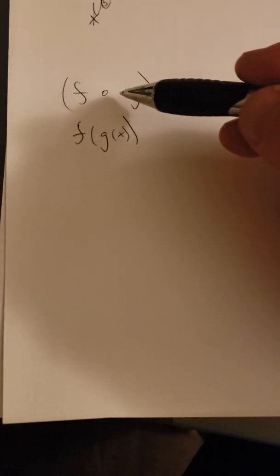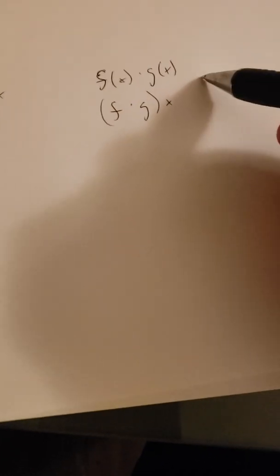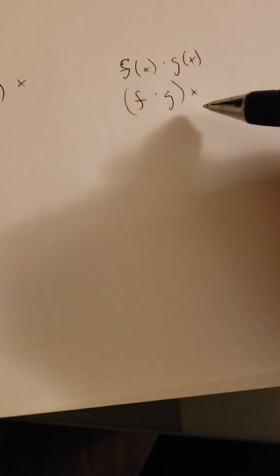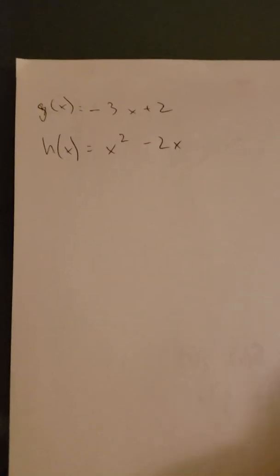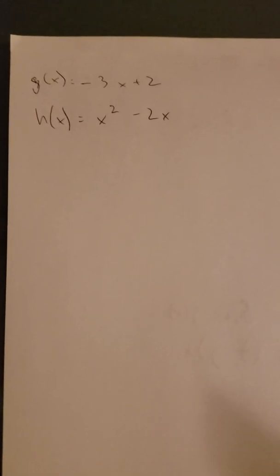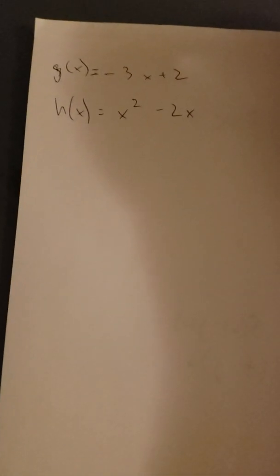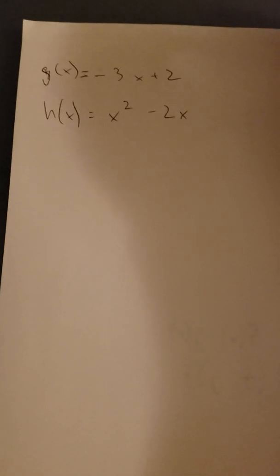The first thing we need to understand is that when it looks like normal stuff that you're used to seeing, we're going to do just like you're used to seeing. So we have g of x and we have h of x. Who knows what these functions are, but in this case, this is going to be negative 3x plus 2 and x squared minus 2x.